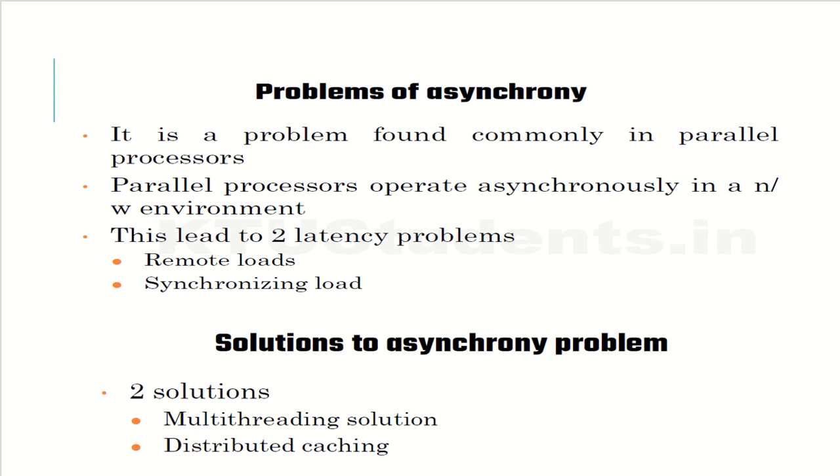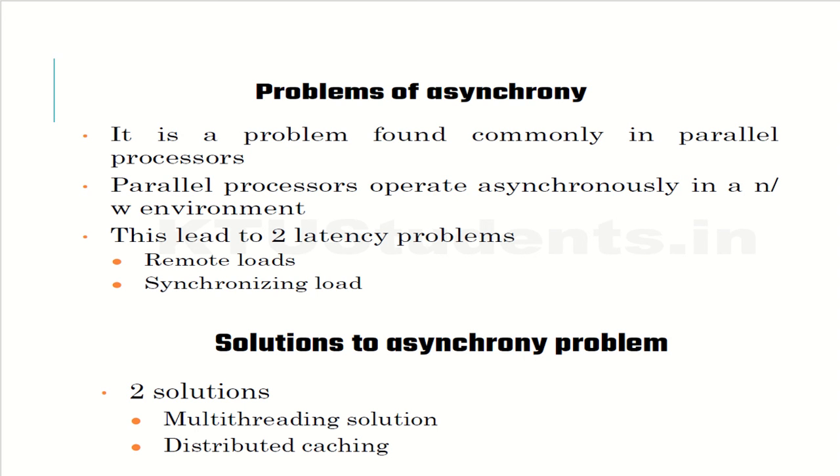This parallel processor is not guaranteed to execute in a synchronous fashion. They will be executing in an asynchronous fashion, and they will be connected together using a network. There are two problems that may arise in such a scenario. One is remote loads, which is a load instruction that has to fetch from a remote memory. The second is synchronizing the load operation. Whether it is a remote load or a local load, you will have to synchronize them. These are the two problems associated with a parallel processing environment.